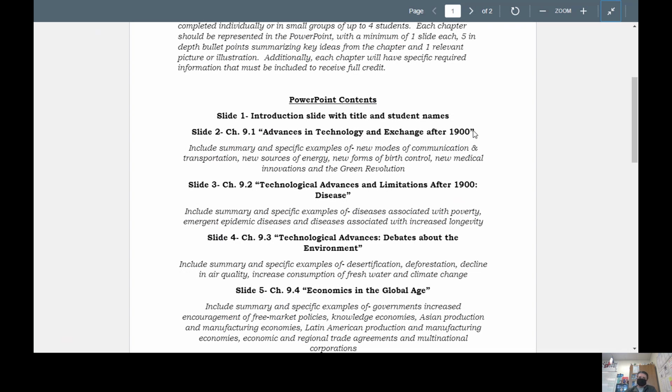So today we are going to focus on the first 2 units of our project: Advances in Technology and Exchange after 1900, and Technological Advances and Limitations after 1900, Disease. And really this whole unit is talking about different aspects of globalization. Does anybody know what that word means? I'm sure you've heard it before.